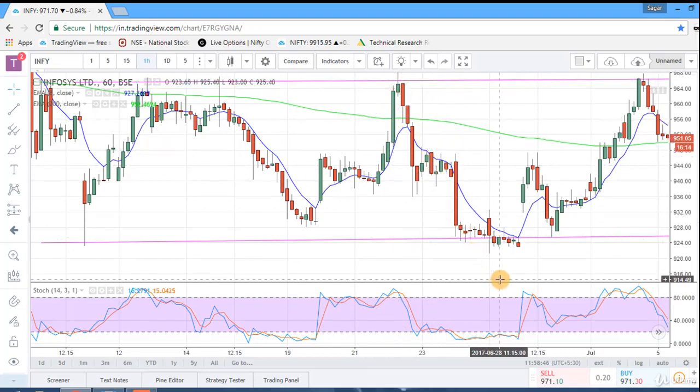Again, when stochastic is in the oversold range and giving a signal here, we will buy here. You can see this is the last candle of the downside.